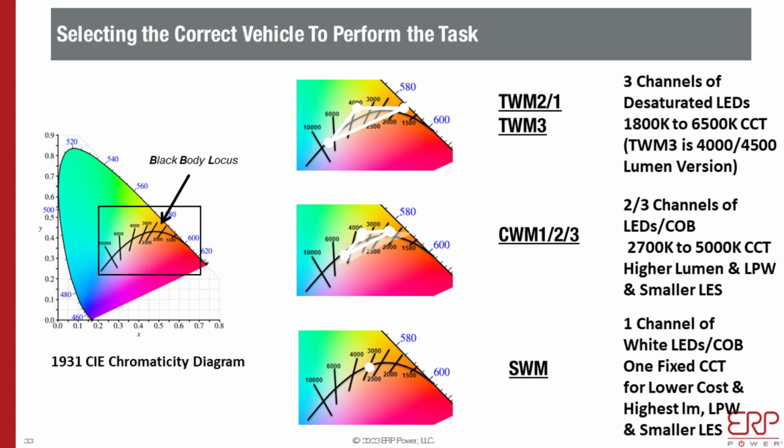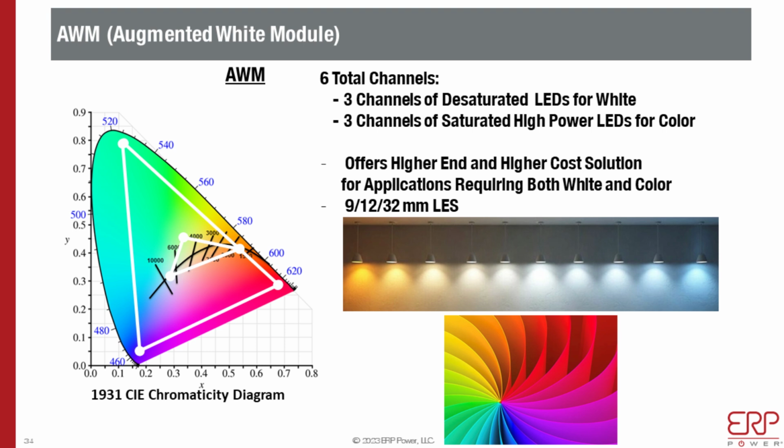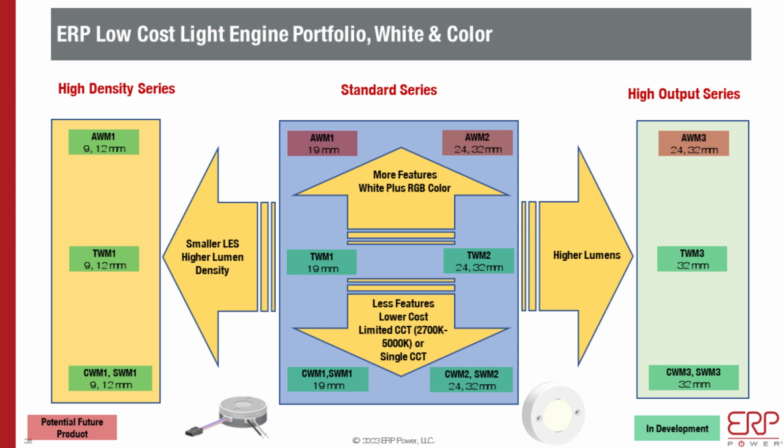So if you want to push even further, if you have only a single CCT with one channel, we can give you even higher lumen at a higher efficiency at a lower cost. So these are the variations that I was talking about. And AWM is the 6-channel version, so essentially it has white plus color. So you have 3-channel desaturated LEDs that can give you white, and then 3-channel give you saturated color.